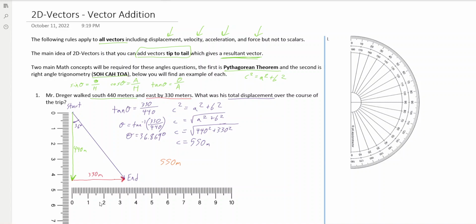550 meters, and then it says 36 degrees there, so that would be 36 degrees east of south. And actually, sorry, 36.9 degrees, because we got 3 sig figs, east of south. So this is how we should have our final answer for this question.